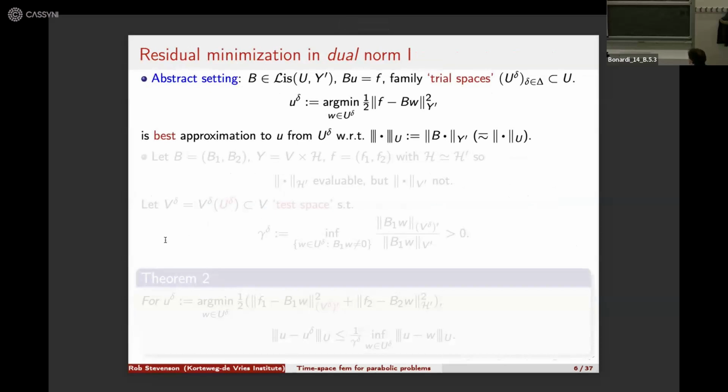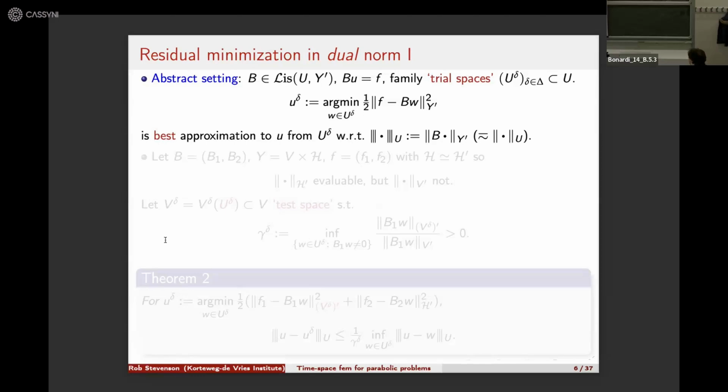operator. It's boundedly invertible from a space U to the dual of Y. This is the equation we want to solve, a well-posed equation. I have a family of, say, trial spaces. Everybody denotes them with a subscript h, the mesh size. I don't like this so much, but for me, I use a delta. Delta refers to discrete, but it's the same thing, right? So I have a family of discretization spaces, and then u delta is the minimizer of the residual.